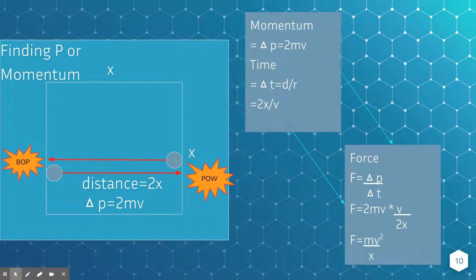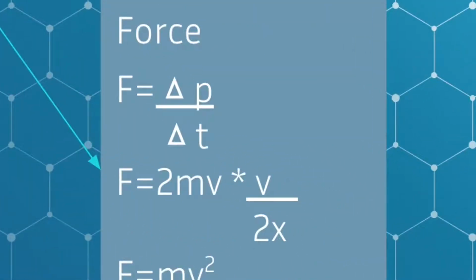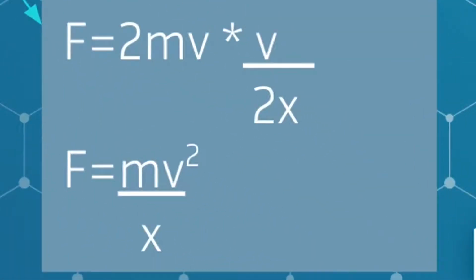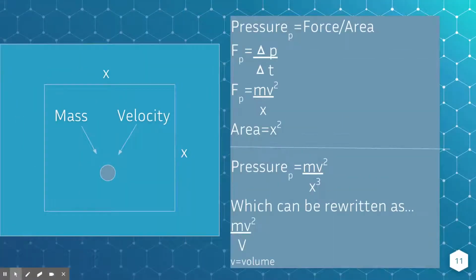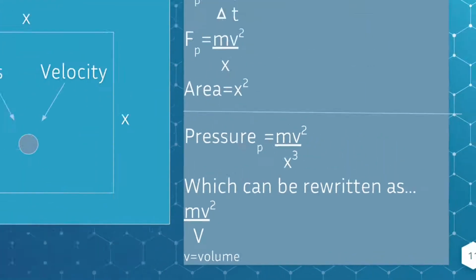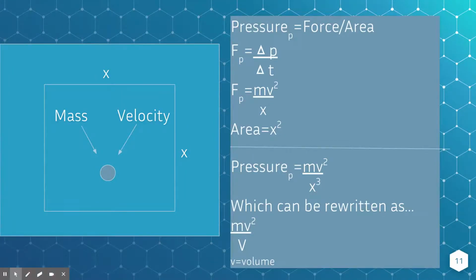How do we use this? We can directly use this information to calculate the force, which is the change in momentum over the change in time, which is quite obviously basic mathematics of F equals mv squared over x. Now we have one part of the pressure equation, force. For the area we gathered earlier, x squared, now let's divide the two. mv squared over x squared, the area, turns out to be mv squared over x cubed. We can rewrite this x cubed as V, standing for volume. This is our pressure for one particle, pressure P.